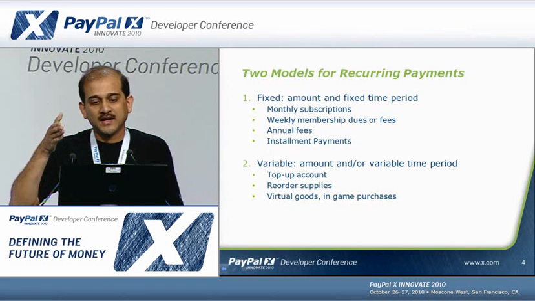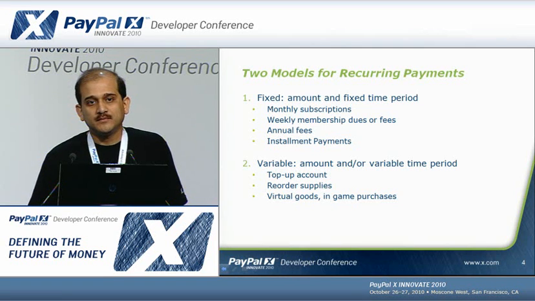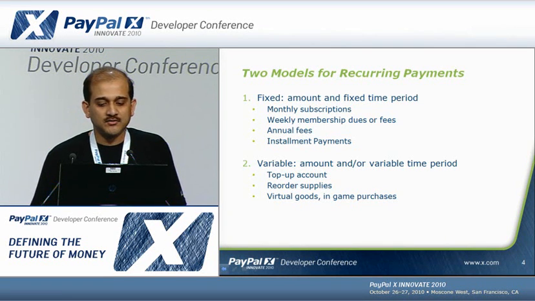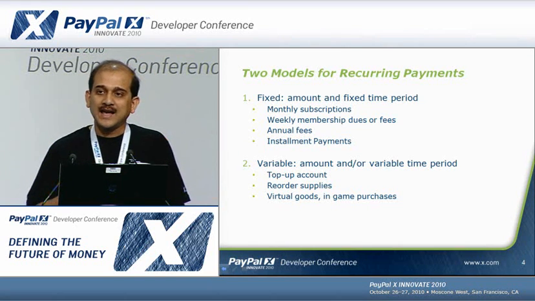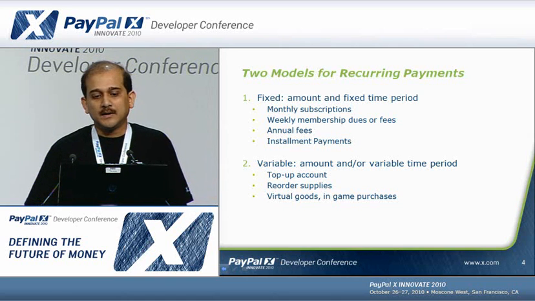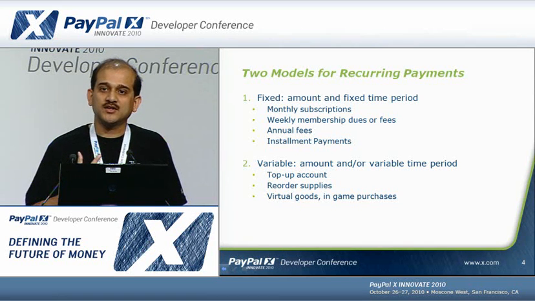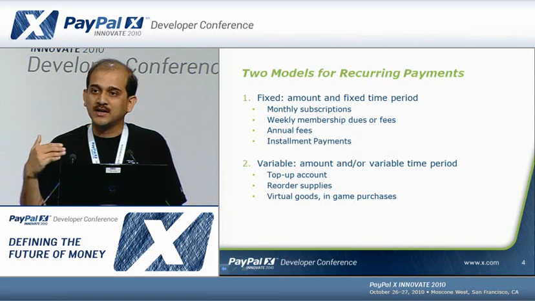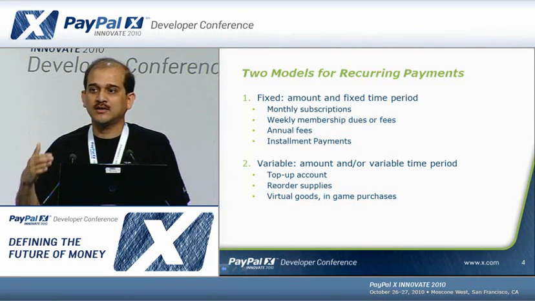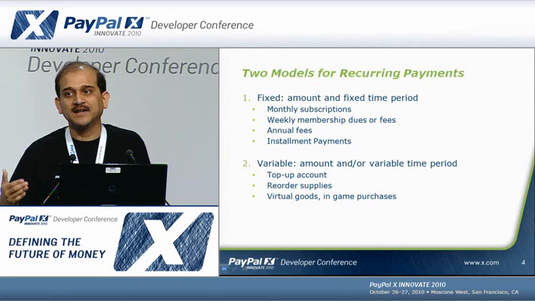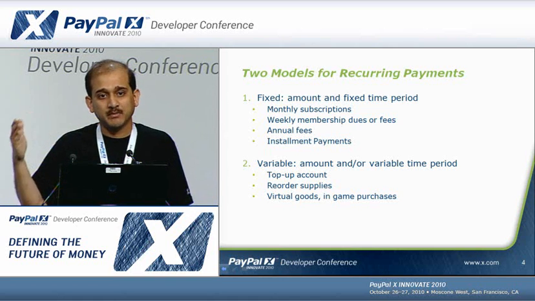That's the fixed model, where it's a fixed amount and a fixed time period. The second use case for the recurring payments profile is really a variable model, where the amount and the time can both be variable. In the first case, it's fixed, so PayPal actually manages the payment processing. Once you set up the recurring payment profile with us, we take care of charging the customer's funding instrument, whether it's a credit card, the customer's bank account or balance, at periodic intervals. We have a batch process offline that manages the payments.